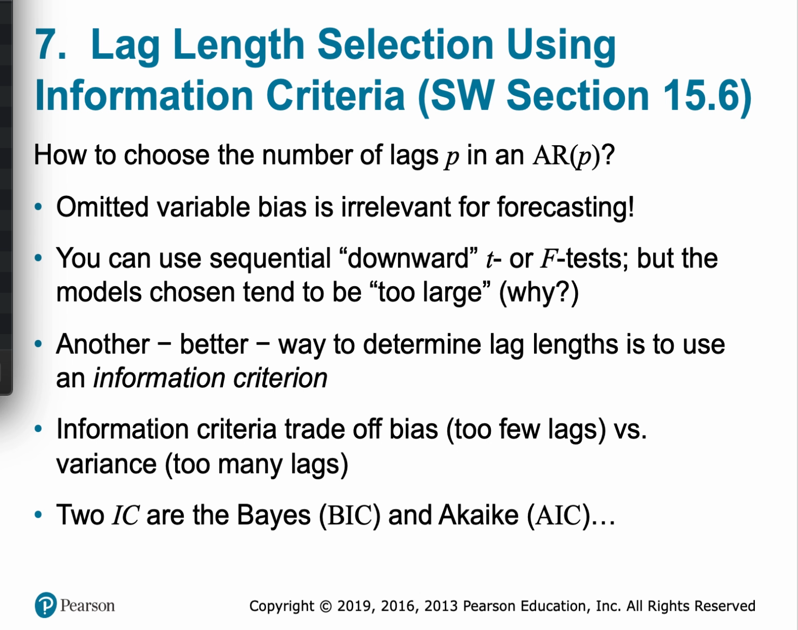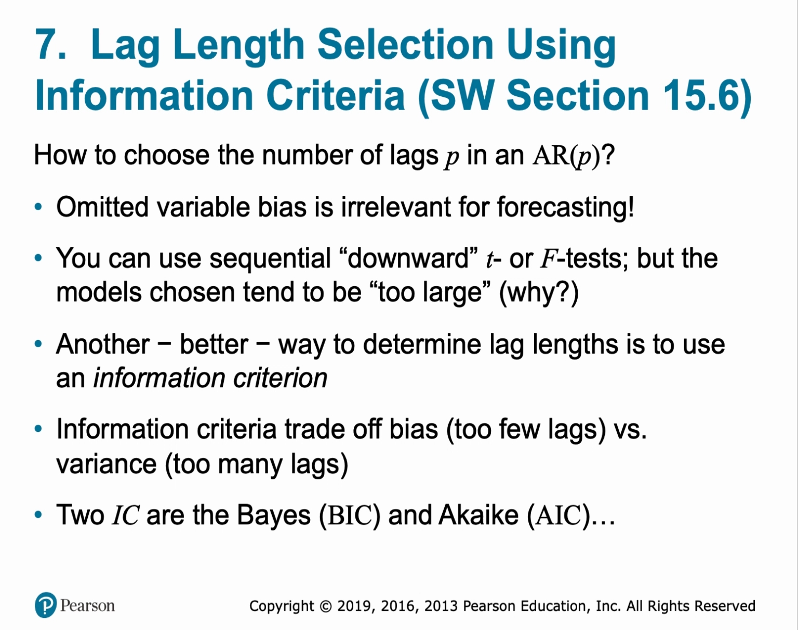In this video, we're going to discuss how in the world do you select lag length, that P, to include in your model. How many lags do you include in your model? And we're going to discuss that information criteria is the way to do this. So omitted variable biases are relevant for forecasting. Usually we talk about omitted variables as one of the ways to help us decide what variables to include. But here it's irrelevant for forecasting.